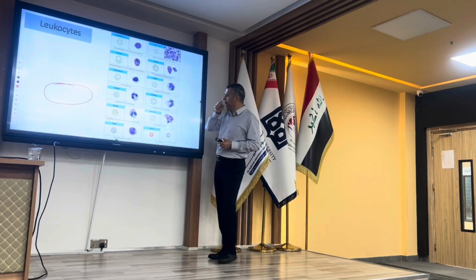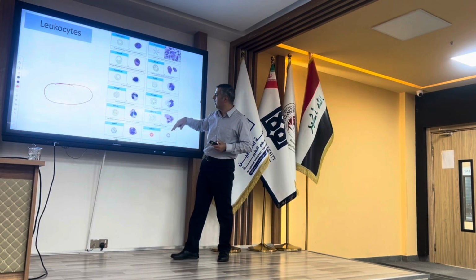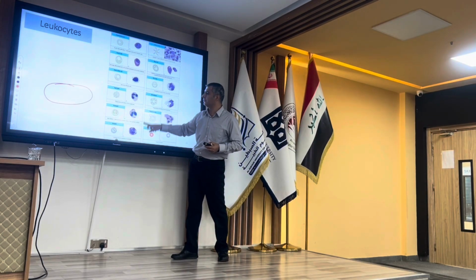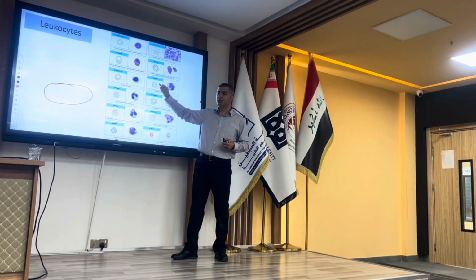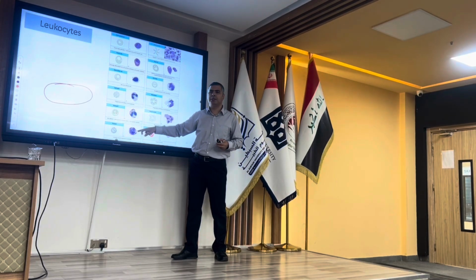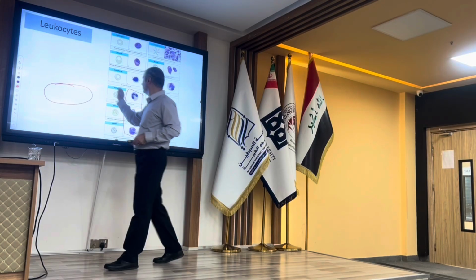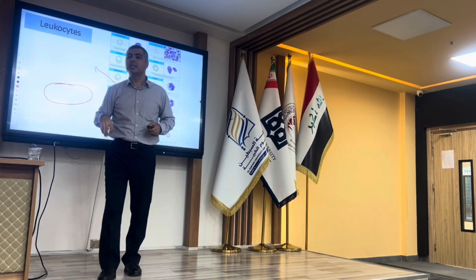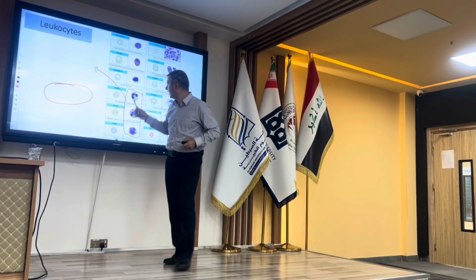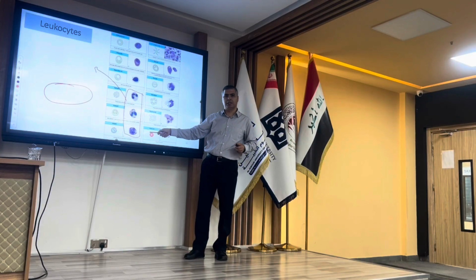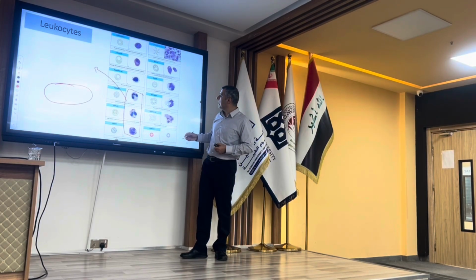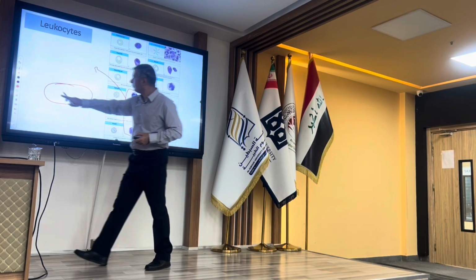For example, we have neutrophil, eosinophil, and basophil. Those three cells are called granulocytes because they all have granules inside them. Granulocytes.